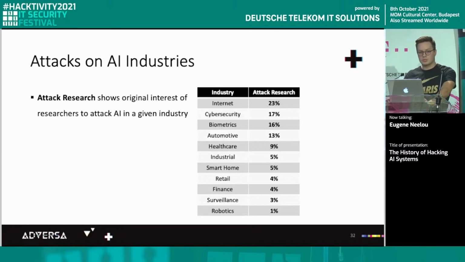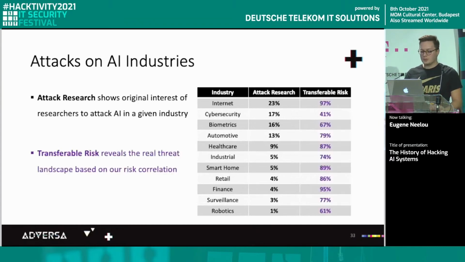And it's also important to note that some applications are used across industries. For instance, image classification. A generic model is used widely across industries, but in the research literature it's attacked in the healthcare case. It would be unfair to not count it in other industries if we want to calculate some real risks. So that's why we came up with the idea of transferable risk. It can show the real applicable risk based on our correlation. So we assume that attacks on similar AI models across industries are comparable. For instance, attacks on facial recognition systems are transferable between biometrics and surveillance. This way, biometrics attacks would be counted toward the surveillance industry and vice versa.